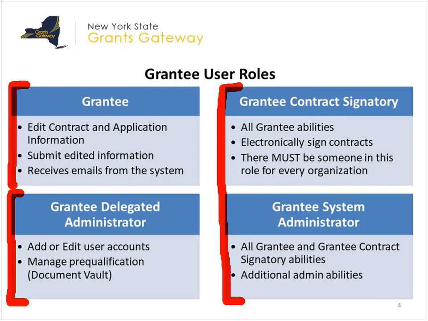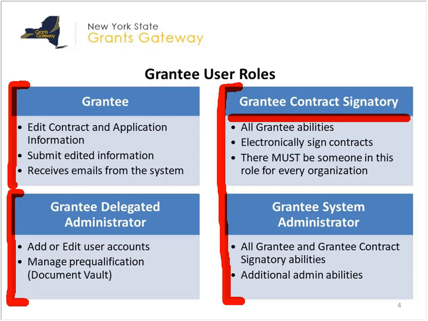And in addition, they can sign contracts. So you definitely have to have somebody in the role of either grantee contract signatory or grantee system administrator, because you're never going to be able to sign a contract unless you have somebody in one of those roles. So the easiest way, if it's going to be the same person working on everything, is to just give them a grantee contract signatory role.